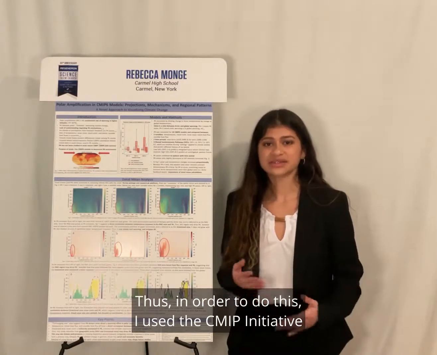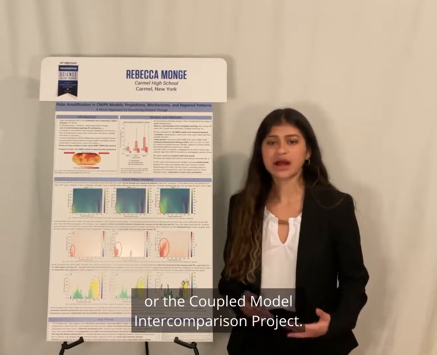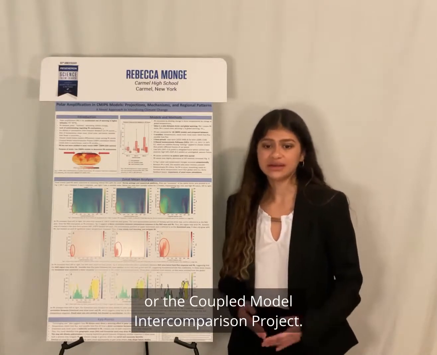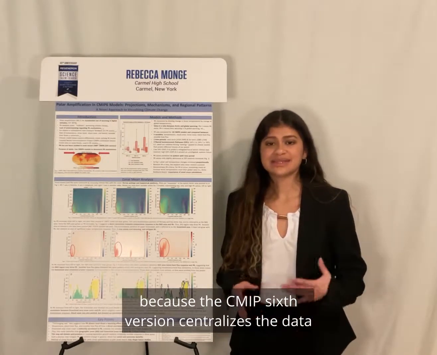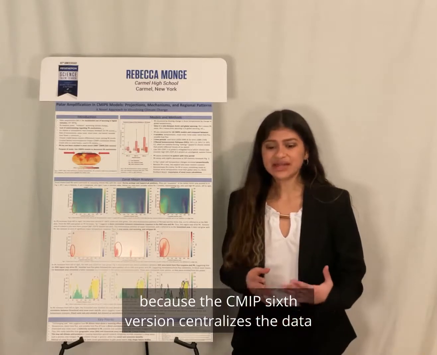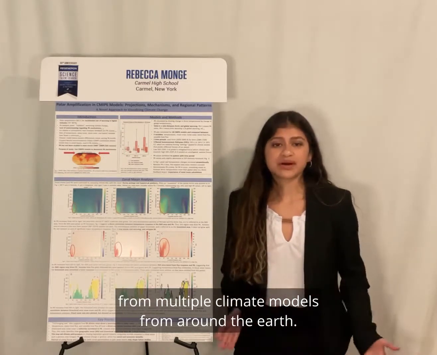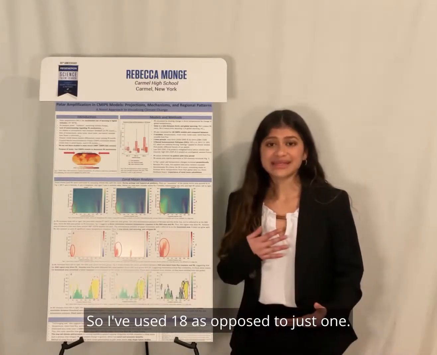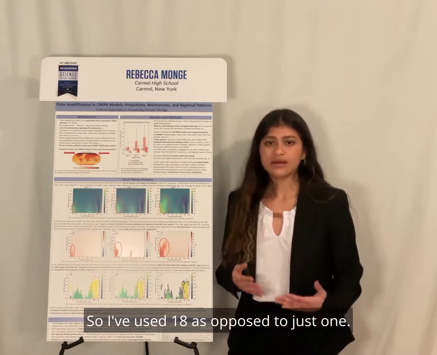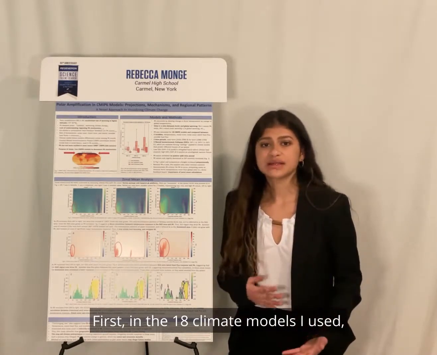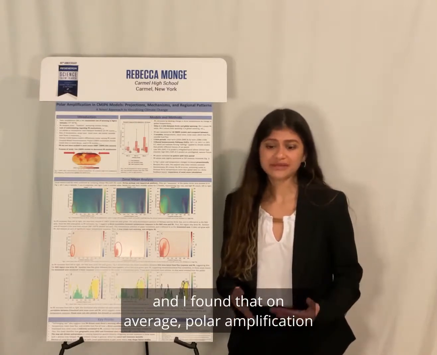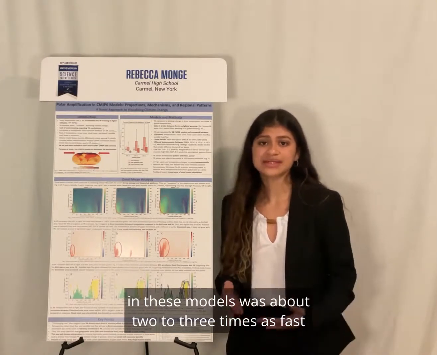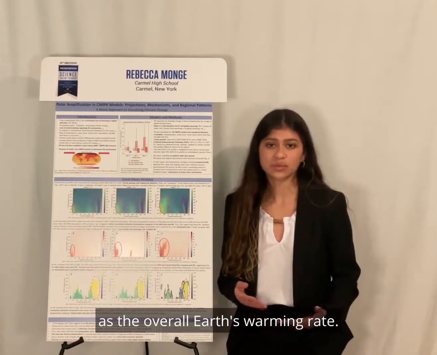Thus, in order to do this, I used the CMIP initiative, or the Coupled Model Intercomparison Project. With it, I used the 6th version, or the most recent version, because CMIP6 centralizes the data from multiple climate models from around the Earth, so I used 18 as opposed to just one. First, in the 18 climate models I used, I calculated polar amplification, and I found that on average, polar amplification in these models was about 2 to 3 times as fast as the overall Earth's warming rate.